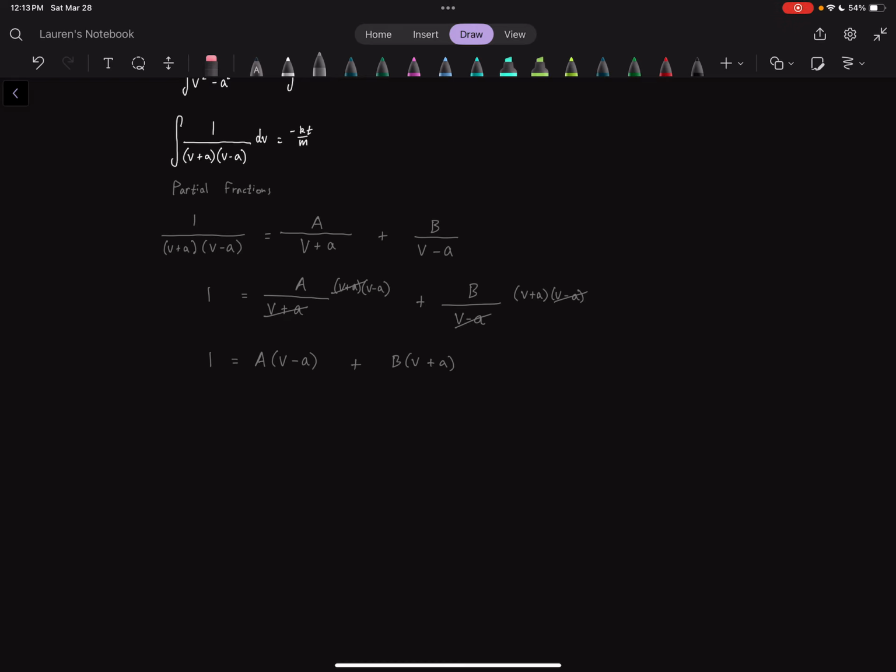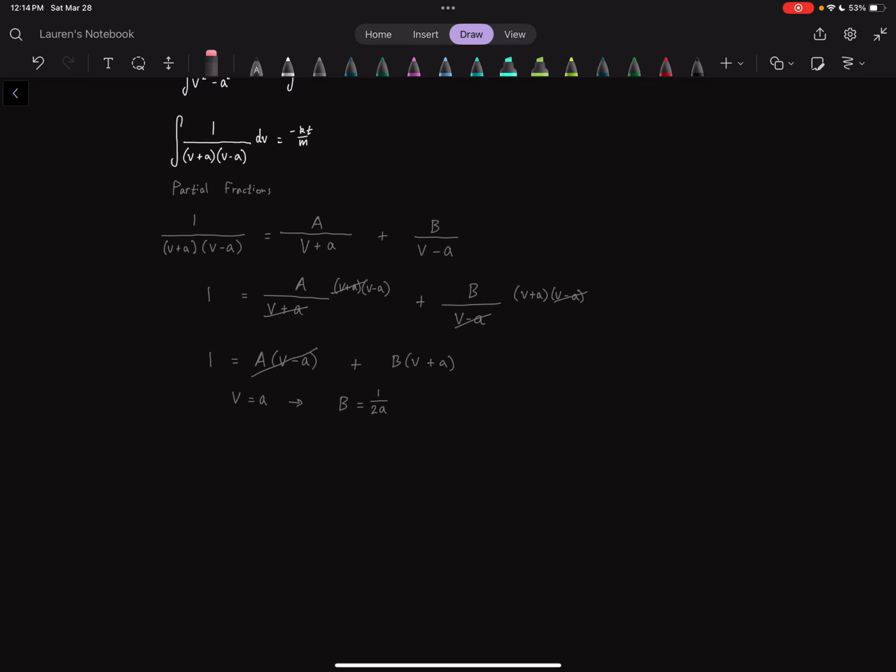So if you consider setting v equal to a, in the case where v is equal to a, then this term over there goes away, right? And you're left with B being equal to, so if v equals a, then this becomes 2a, and so B is equal to 1 over 2a, right?